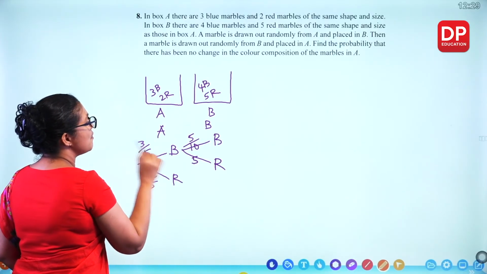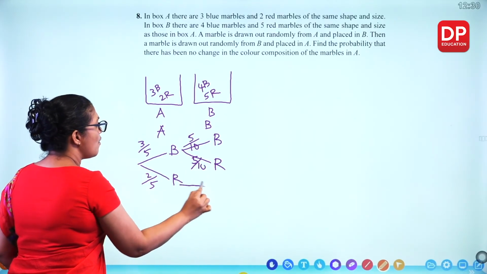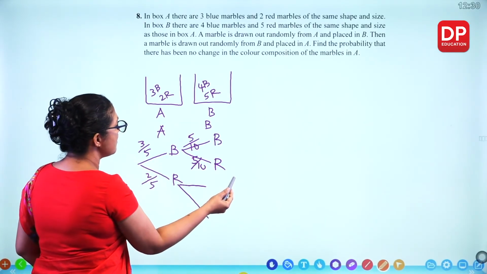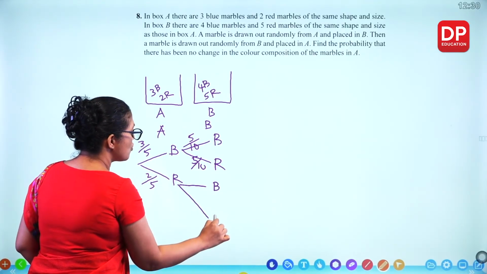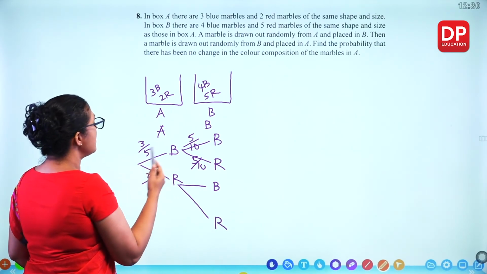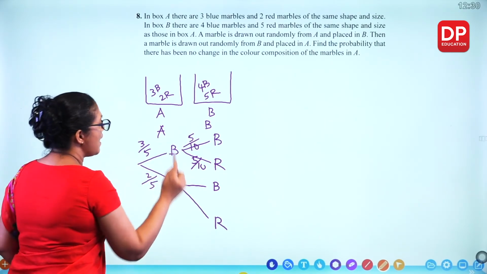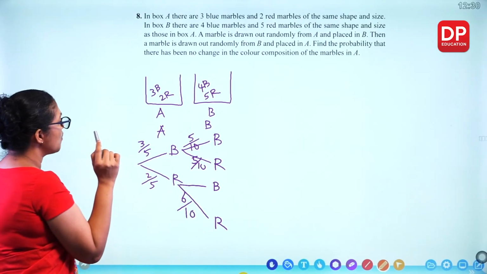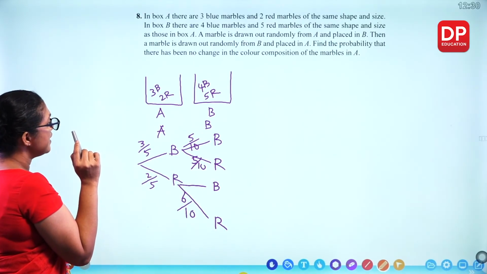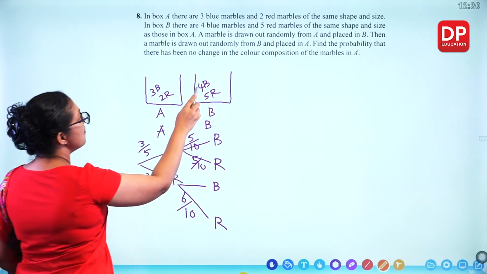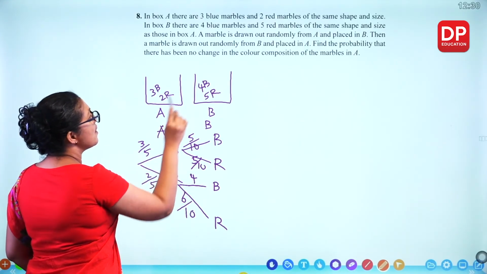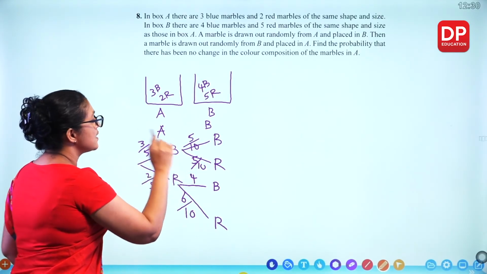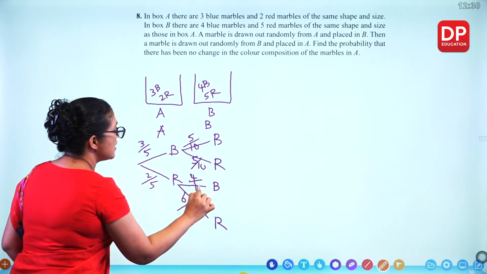Same as before, 5 over 10. Now this branch means taking a red one and replacing red one. So what happens to the red ones? Red one increases. Earlier 5, now 6. Black ones, you are getting the same number of balls, 4 over 10.